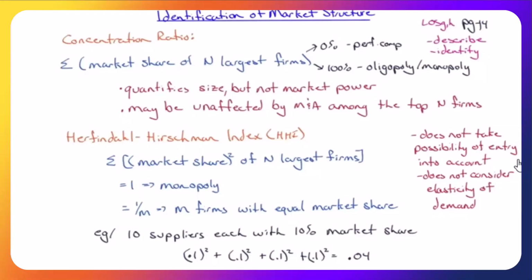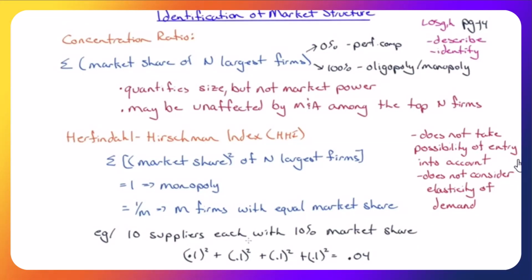Off it goes. The Herfindahl-Hirschman index, HHI. It is like the concentration ratio, except we square the market share first. So it's the sum of the market share squared of the n largest firms. If it equals 1, we have a monopoly. It can get as low as 1 over m, where m is just the number of firms with equal market share. So 10 suppliers, each with 10% market share. If we ran it through the HHI, it would be 0.1 squared plus 0.1 squared 10 times. You'd end up with 0.1. 1 over 10 is 0.1.